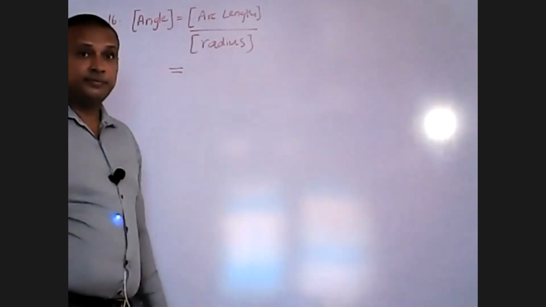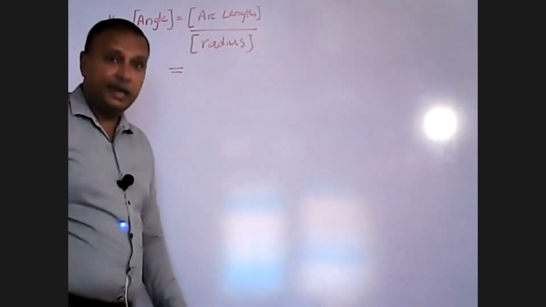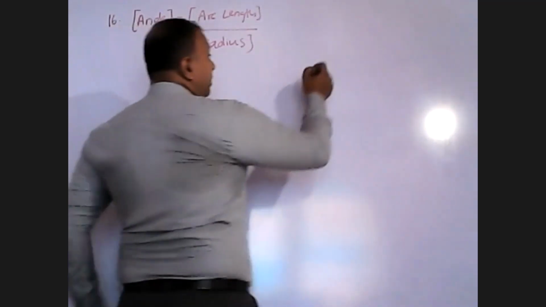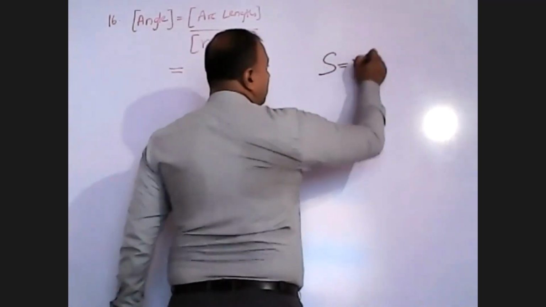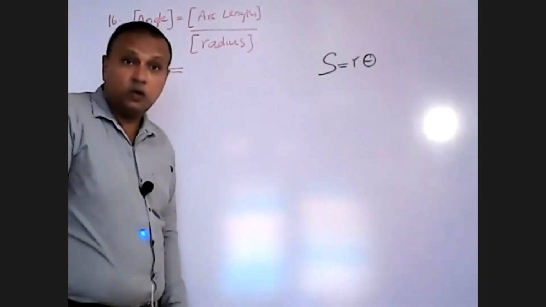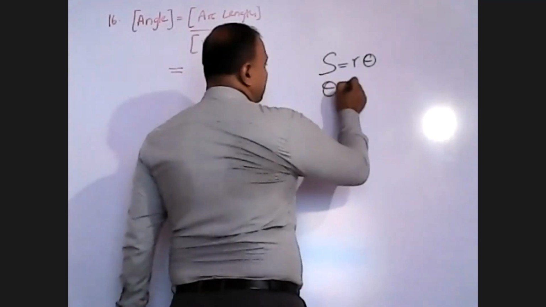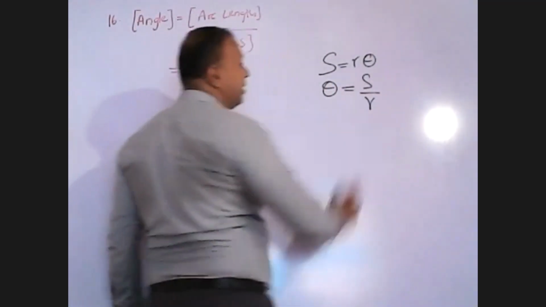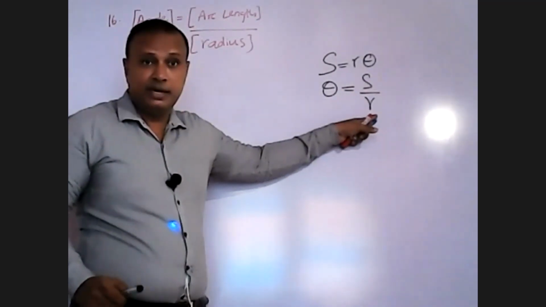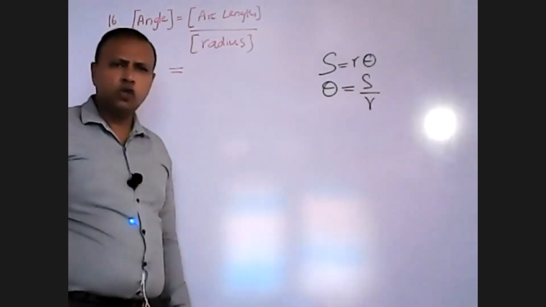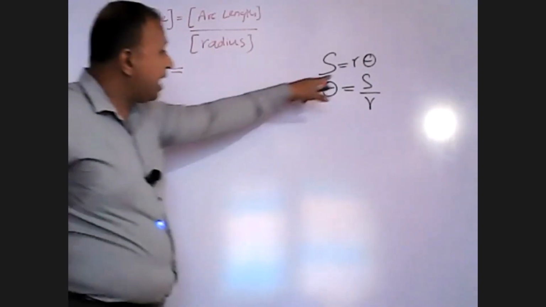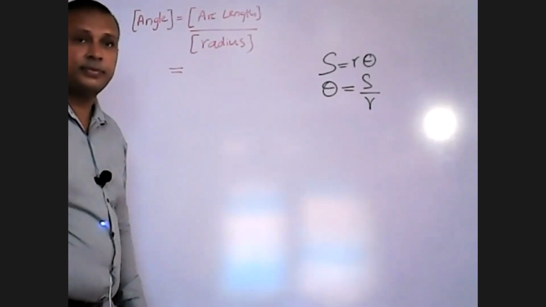Look at this. Angle is defined as the ratio between the arc length and the radius. You can remember this equation, S equals r theta, which we have done. If I make theta the subject, it is equal to S over R, where S means arc length and R means radius. So angle is equal to arc length over radius.